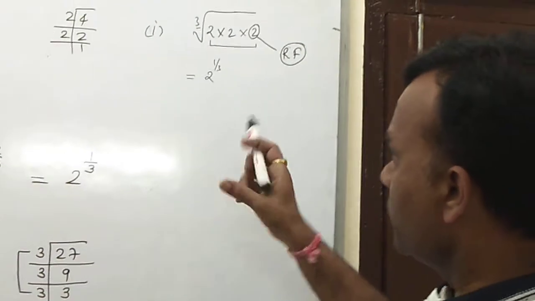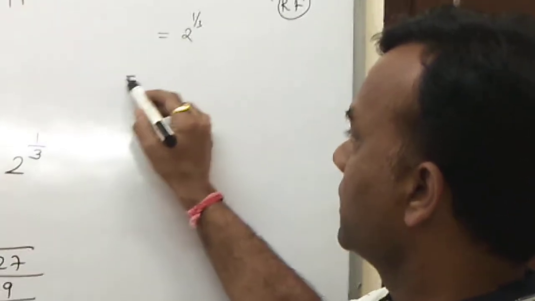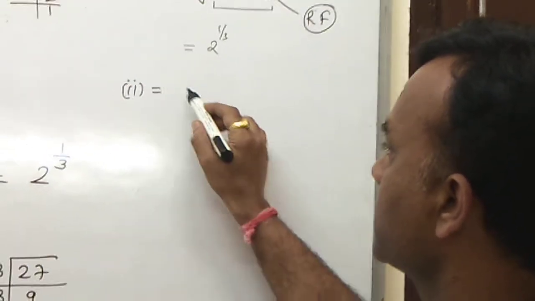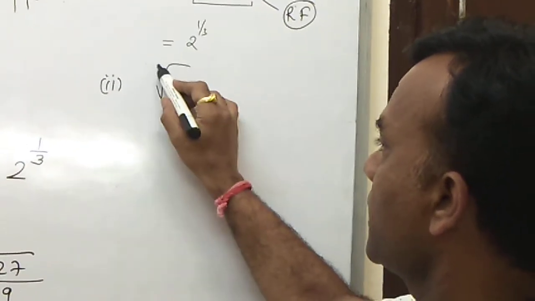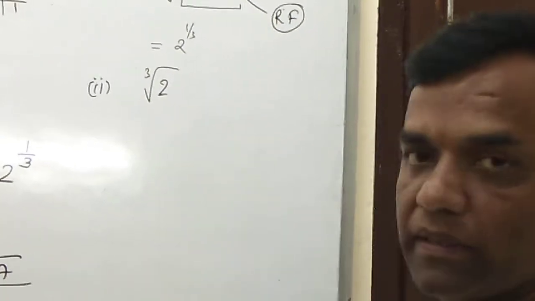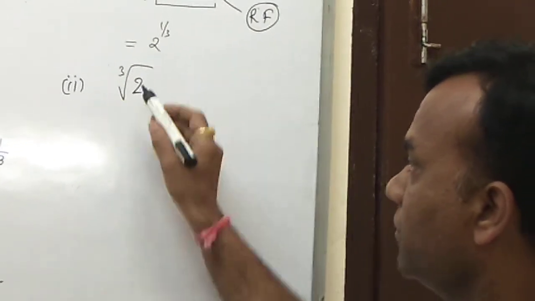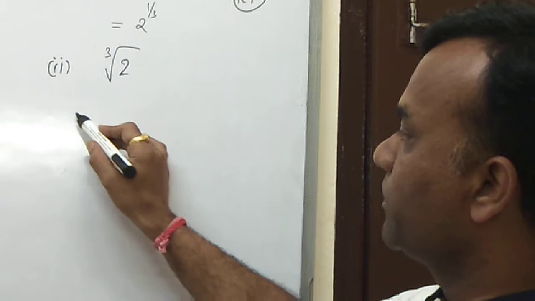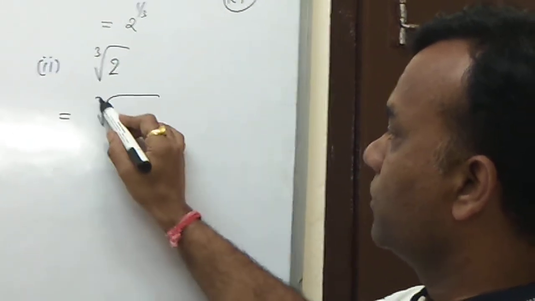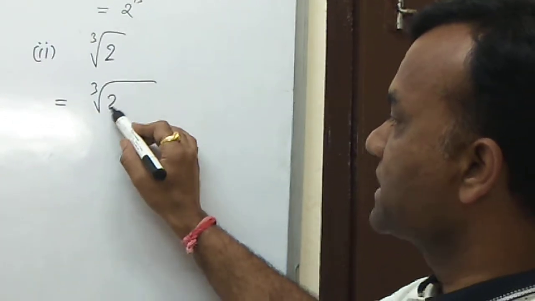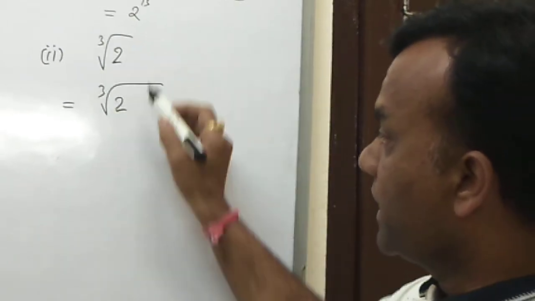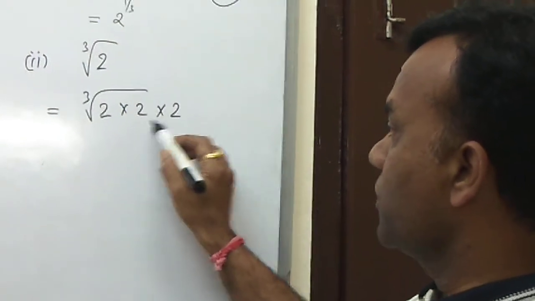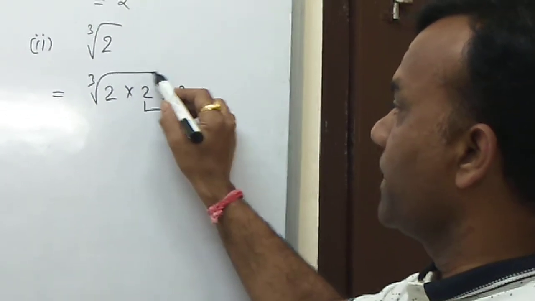The same question we have here, suppose we have another example like the cube root of 2. One number you have, and what is the requirement for opening up this bracket? You have only a single term, but two more terms are required, so 2 into 2 is required. So this is the requirement.